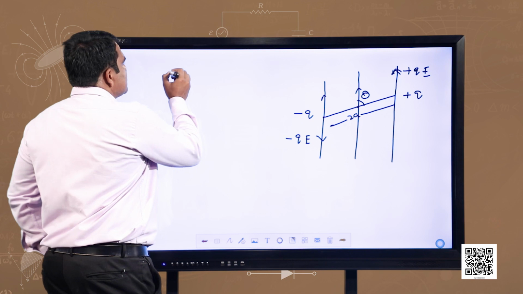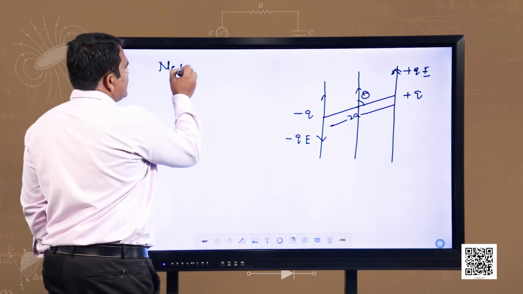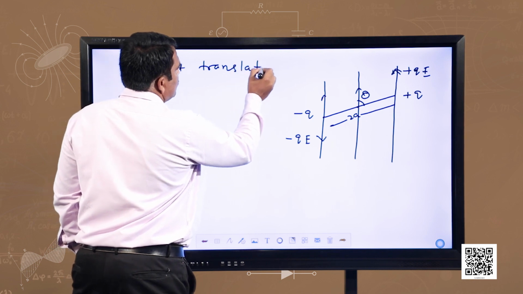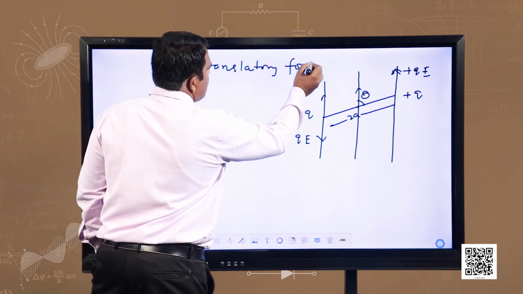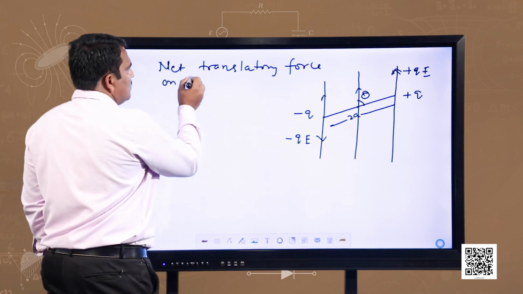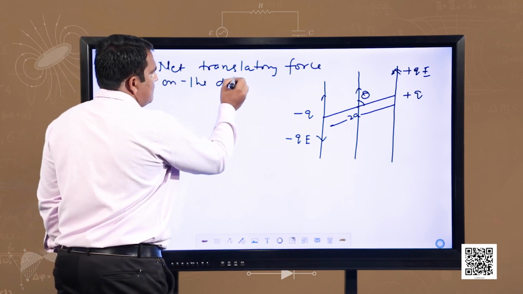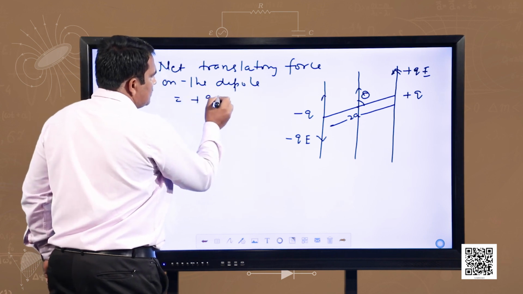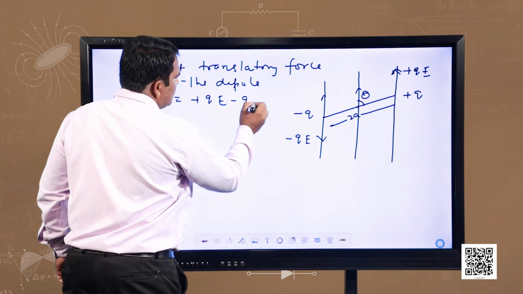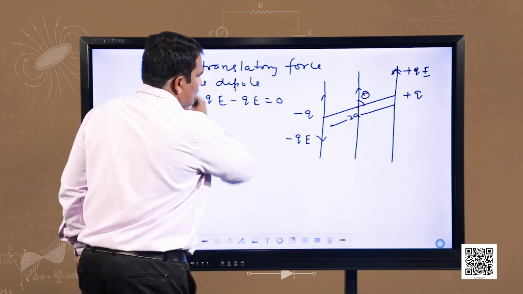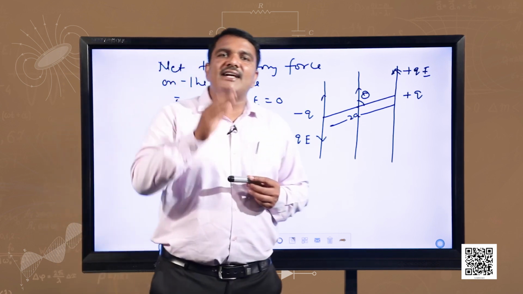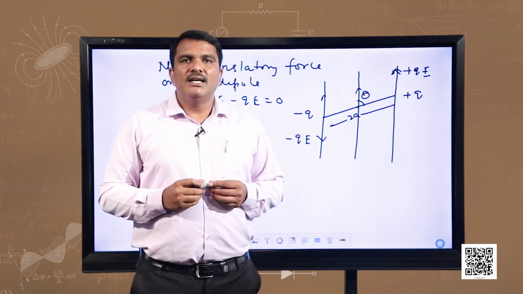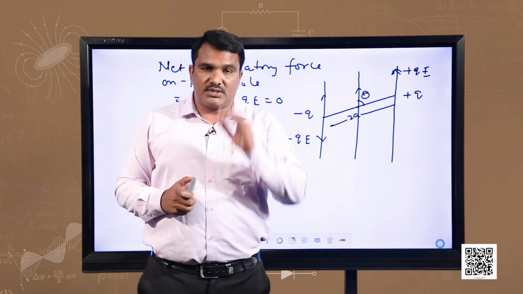Therefore, the net translatory force on the dipole will be plus qE minus qE, which is equal to 0. Hence, when an electric dipole is placed in a uniform electric field, it experiences zero net translatory force.